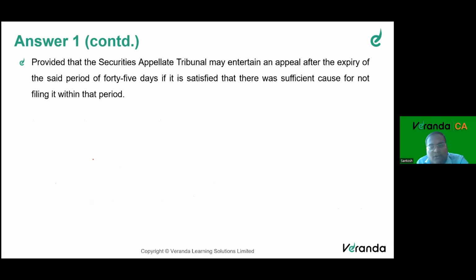Now, what the Act also permits is, yes, you can go after 45 days, but after 45 days, you should have a sufficient cause for not filing within the period. Let us take an example. The COVID lockdown was there. You could not send a notice. In those cases, 45 days can be waived off by the SAT. So the SAT may entertain an appeal after the said period of 45 days.